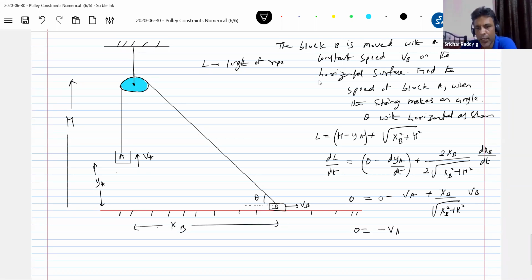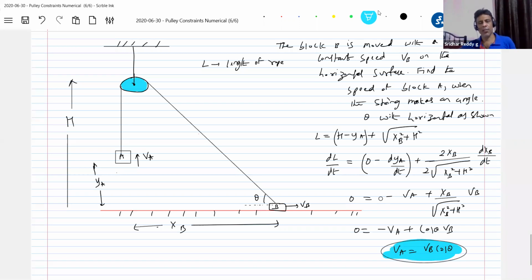So this should be equal to 0 equal to minus VA. What is XB by root of XB square plus H square? So that should be equal to cos theta. So therefore VA equal to VB cos theta. So like this is what the constraint equation are related. So the speed of block A is equal to VB cos theta.